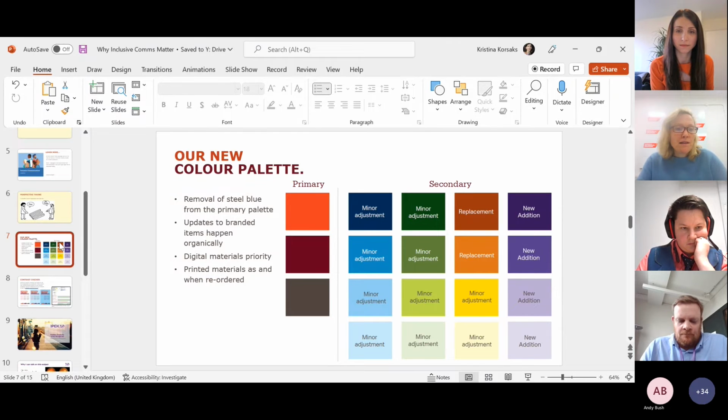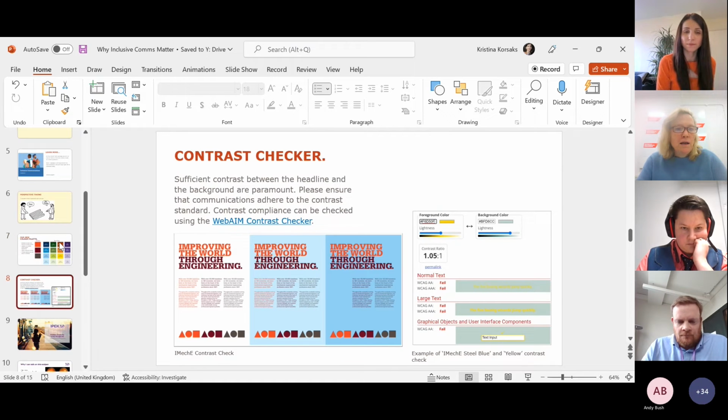And then on the next slide, just to show you some of the colors, if you don't mind moving to the next one, please. Christine, yeah, just talking about the contrast checker. We've used a professional contrast checker, and all the colors have been worked through that. So you can see three examples of how our colors work on the different backgrounds.